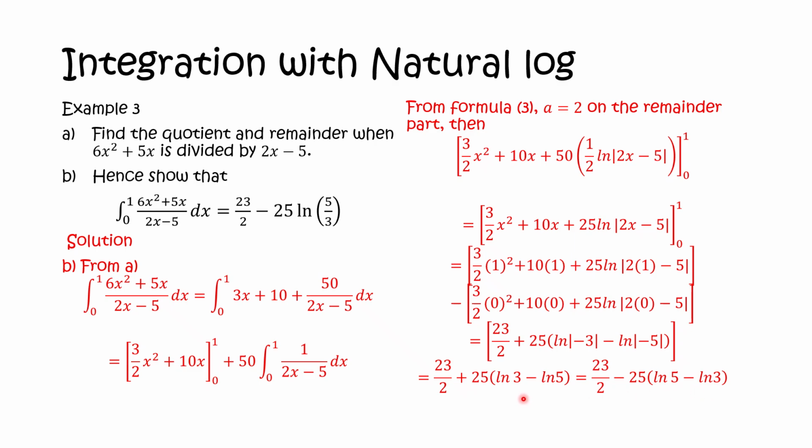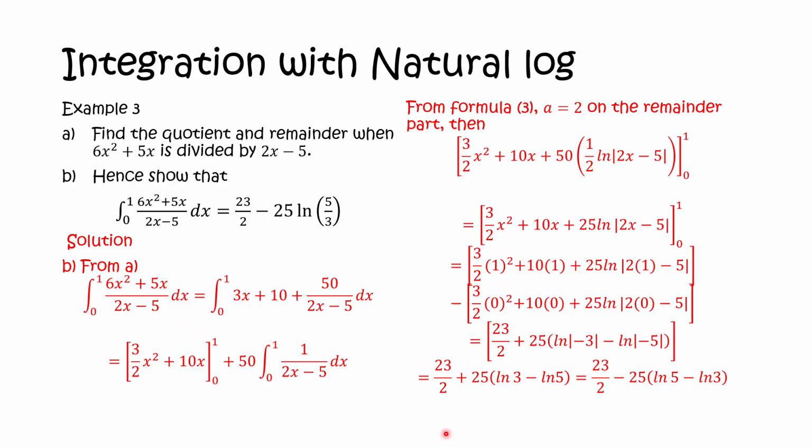Why? On the left-hand side, the ln 5 was negative, but this time around it is positive. And the ln 3 was positive, this time around it is negative. Why? Because we have factored out the negative. Why are we doing so? Because we want to show that that integral results in 23 over 2 minus 25 natural log of 5 over 3.